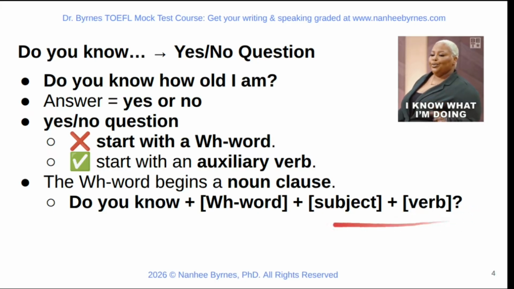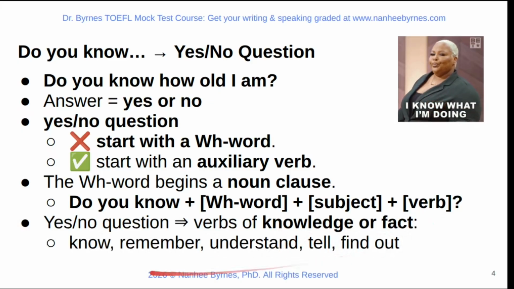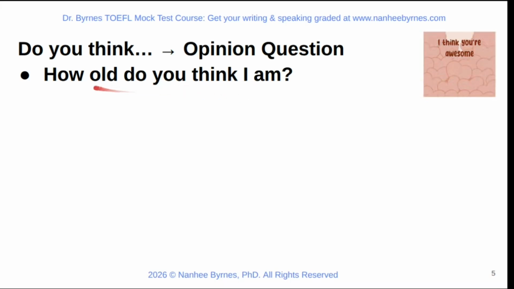Examples of similar verbs include verbs of knowledge or fact such as know, remember, understand, tell, find out. These verbs introduce a noun clause, not a direct which question. 2. Do you think? Opinion question. Now look at this sentence. How old do you think I am?